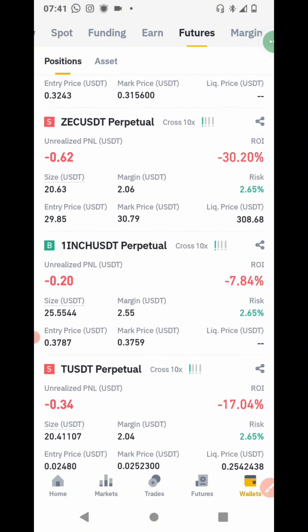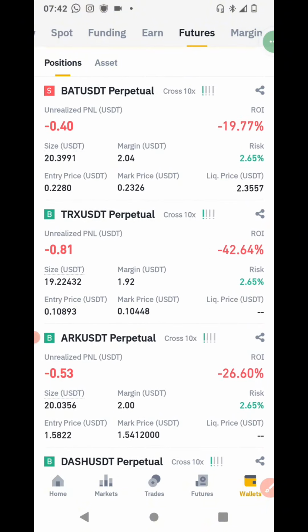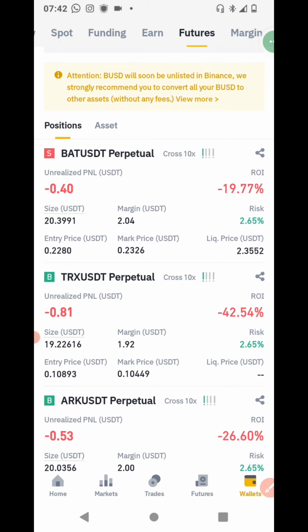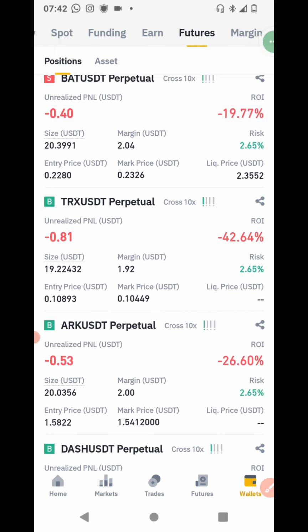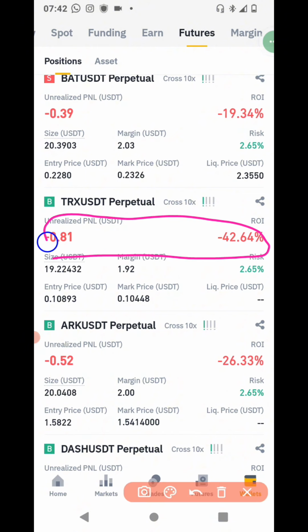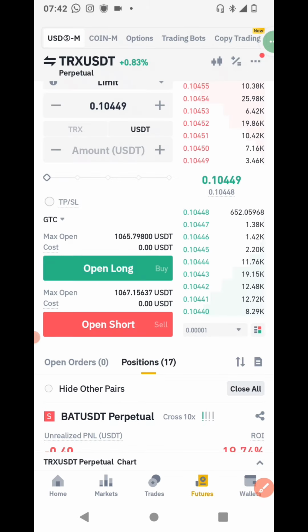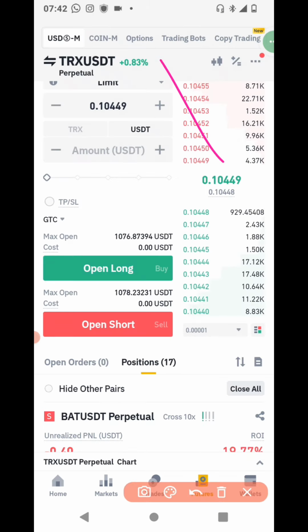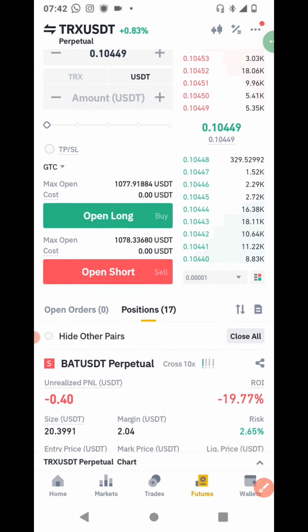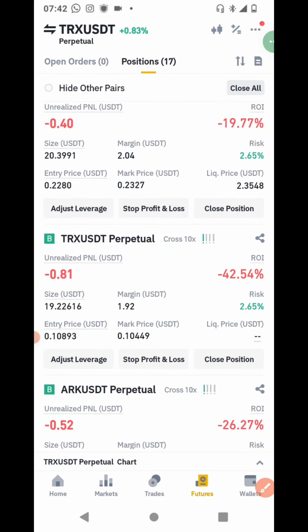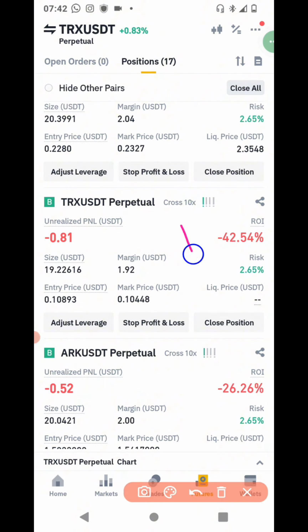All right? So maybe you want to close a particular position if you are in profit, and for some reason you don't want to wait for your bot to take the profit for you. If this is in green and you want to take the profit by yourself, what you do is tap on that particular trade. The trade is highlighted at the top, but you have to look for it in the positions below. It's TRX USDT, so that you can see everything there. Then you click on close position.